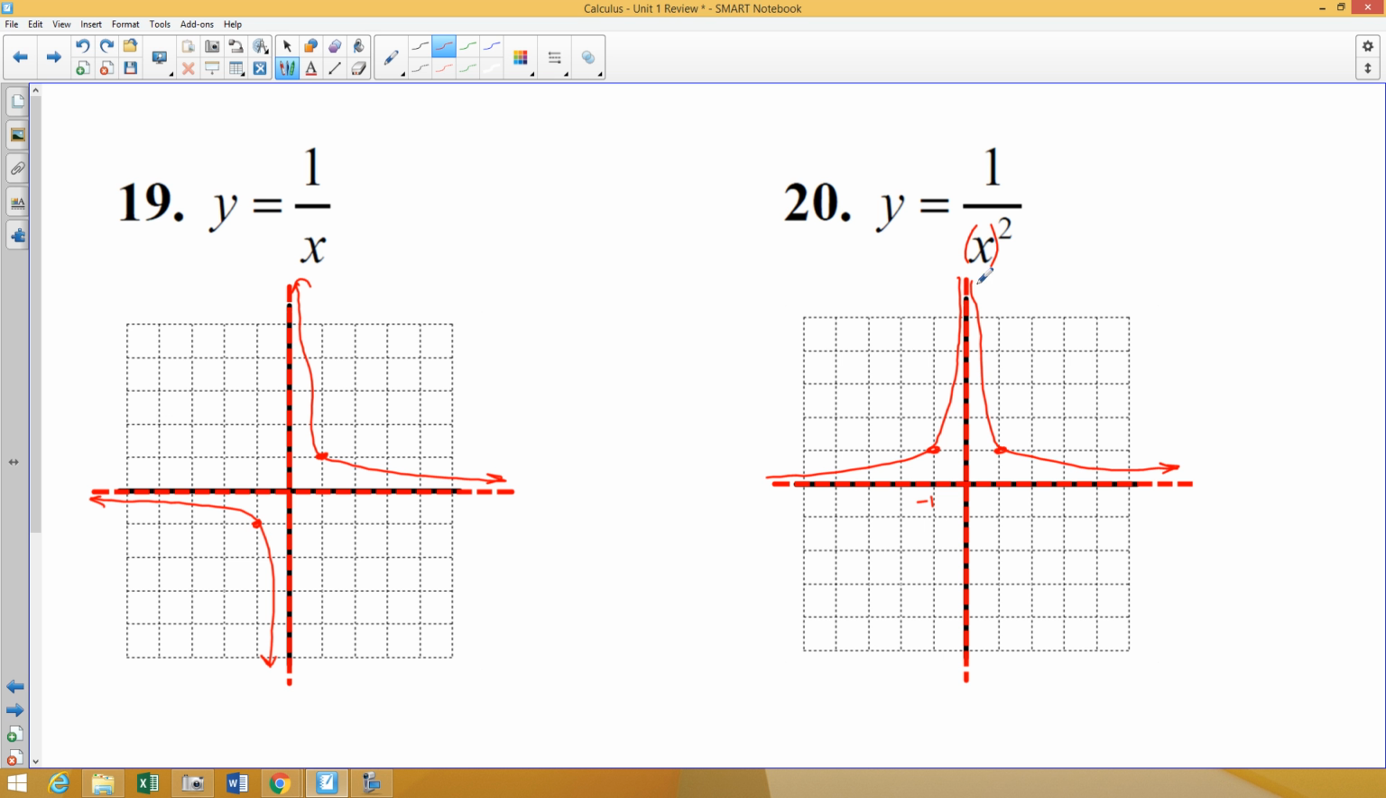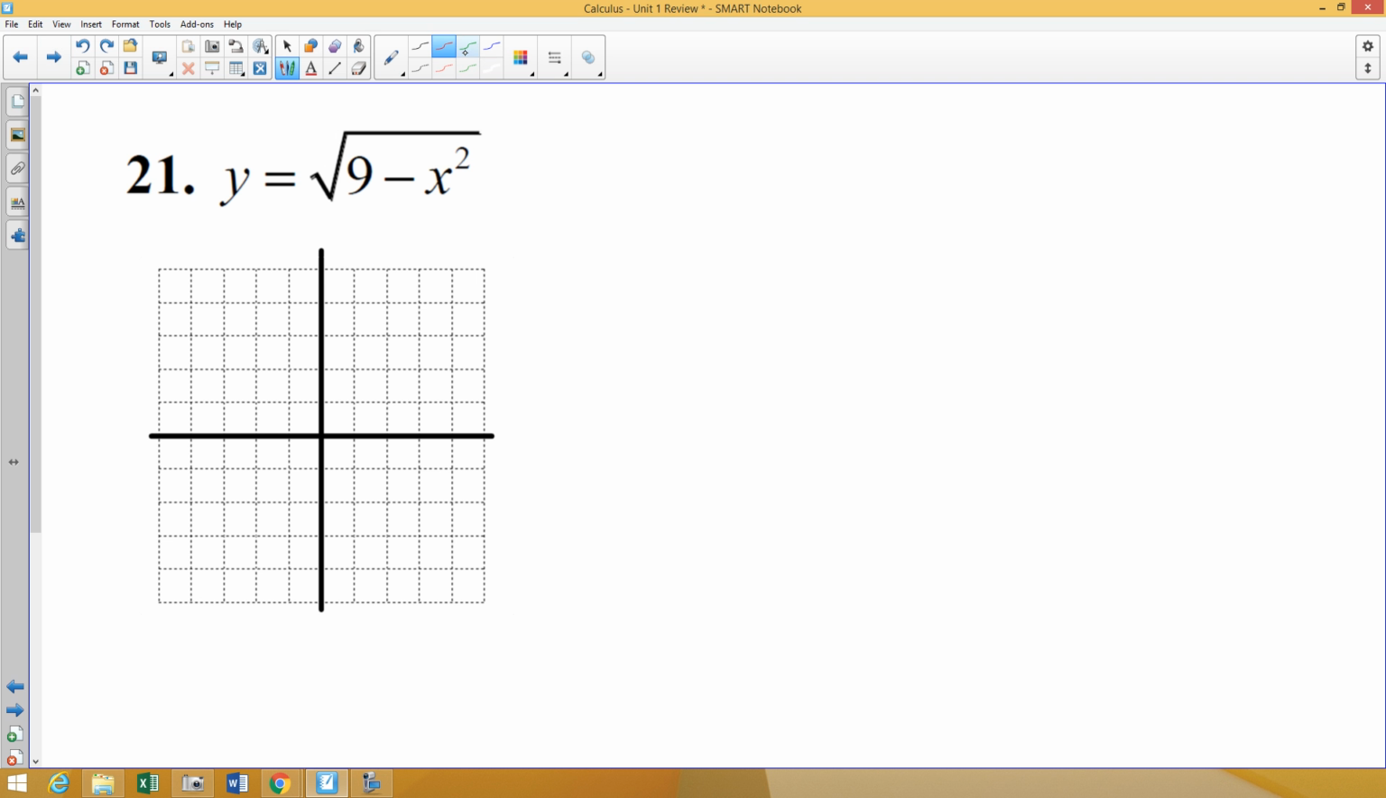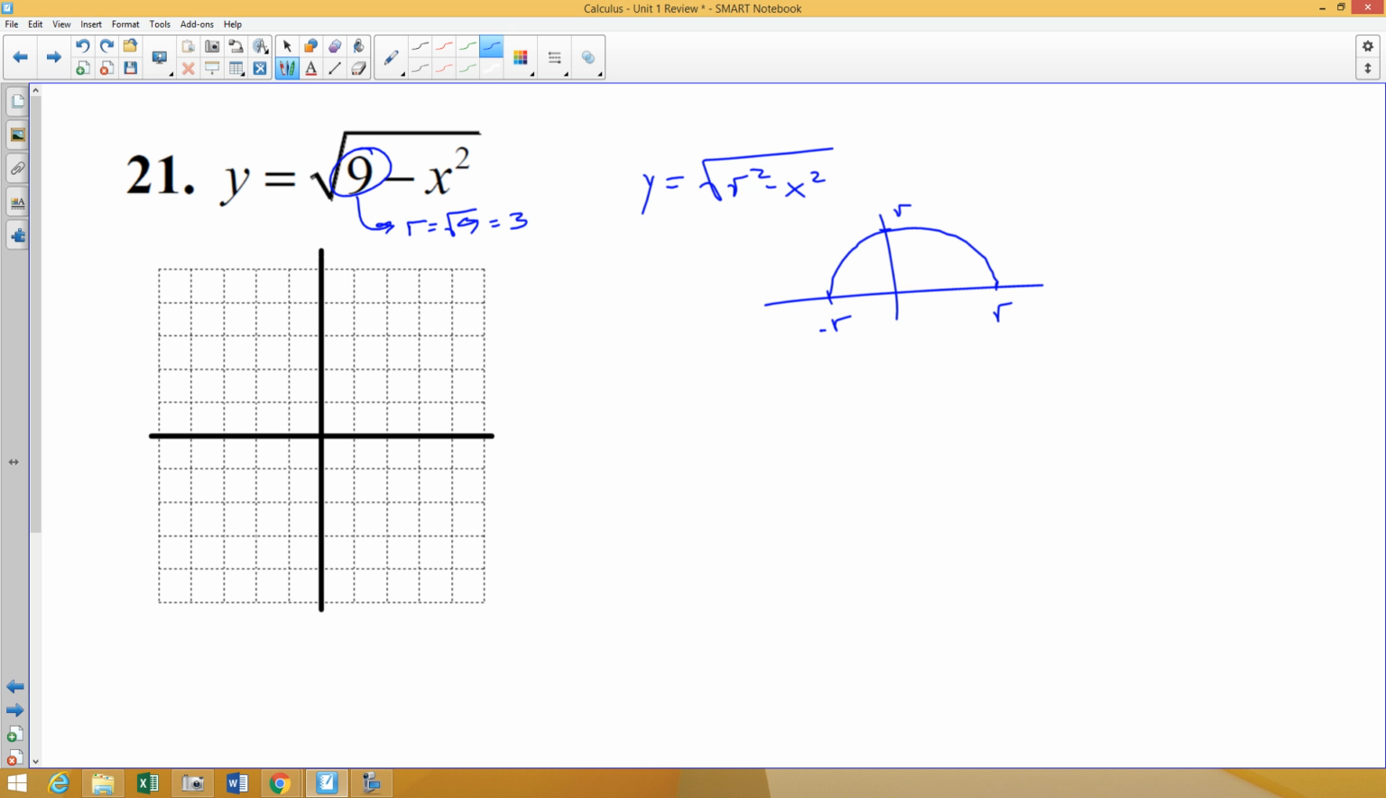Yep, there we go. And then finally, the last of the graphs is the square root of 9 minus x squared. This is in the same form as the square root of r squared minus x squared, which was a semicircle with a radius of r. Actually, that would be negative r over there, I guess, r. And it would go something like this. So here, it is a semicircle shape, but in this case, my r value is going to be the square root of 9, which is 3. So we'll have a semicircle that is extending out to 3 in all directions. And this is only the top half of the circle.